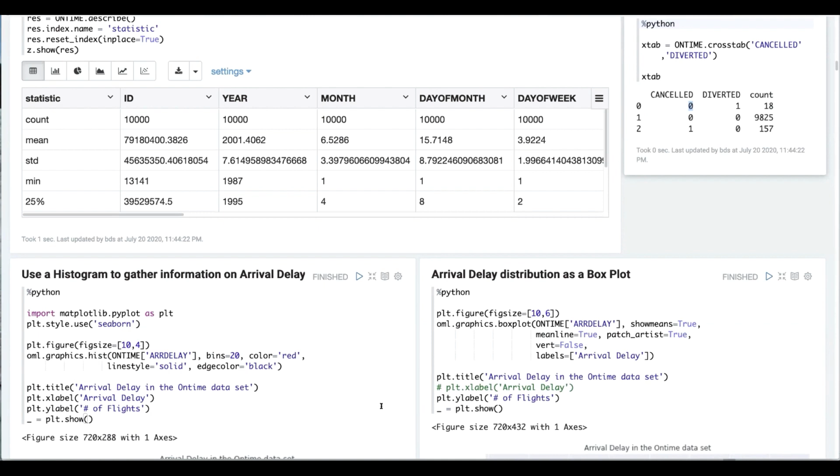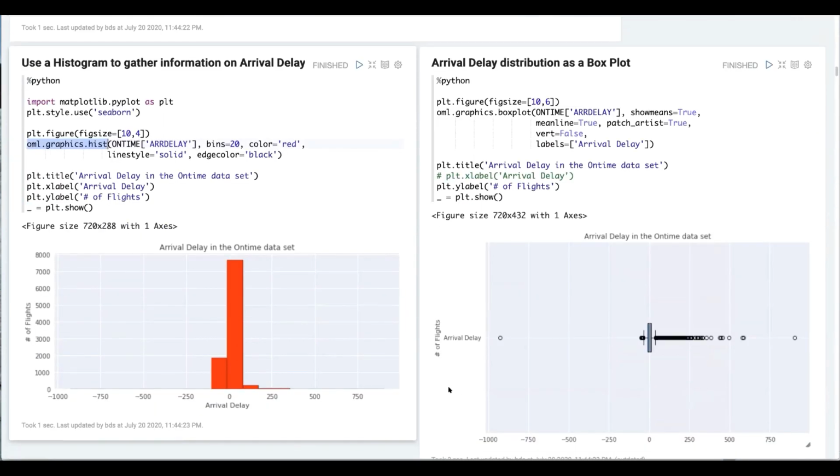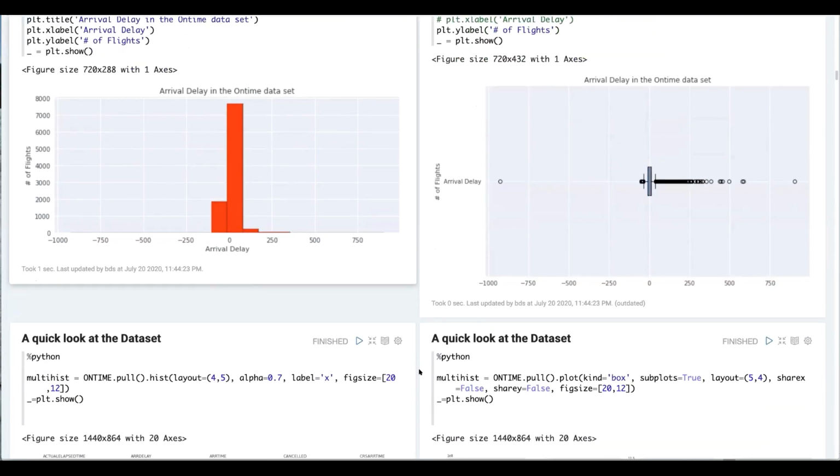So I have a few functions in the Oracle Machine Learning for Python, right, the histogram and the box plot functions that can give me an idea. So I'm looking at the distribution of arrival delay, right, because now that's what I want to predict. And yeah, I can see that these kinds of outliers are kind of insane, right? These numbers are really kind of out of the ordinary, right? So we're going to need to do something.